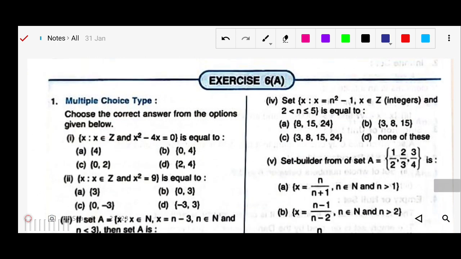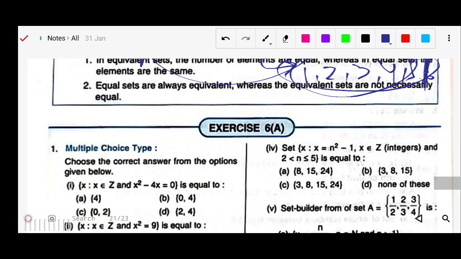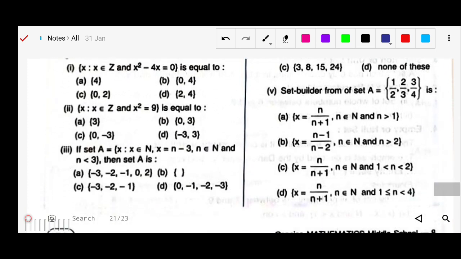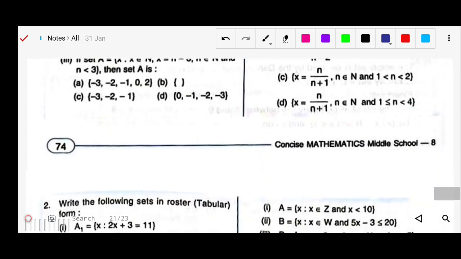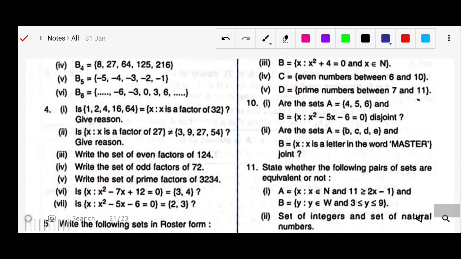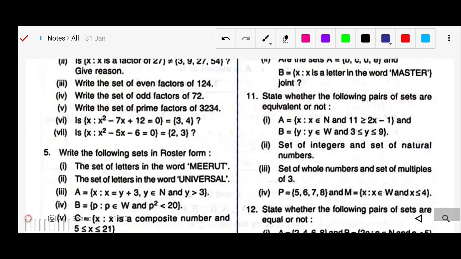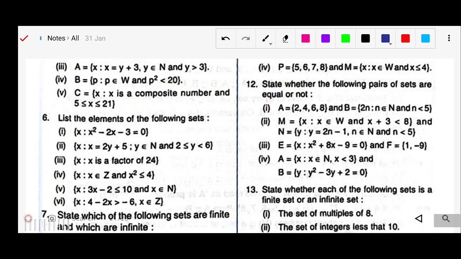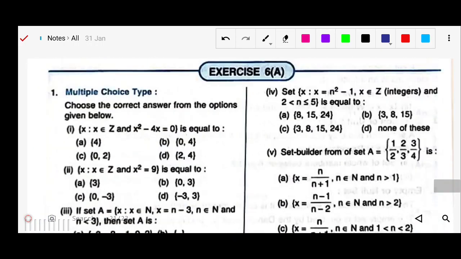Based on that, we have exercise 6A. Try to solve this exercise. In the next class, if you have some difficulties, we will try to solve all these questions, and I hope you can do them all. So this is your homework, exercise 6A. Thank you.